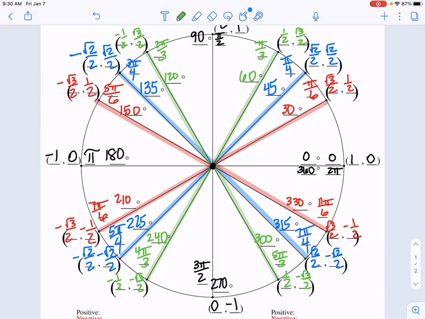They flip. So radical 3 over 2, 1/2. This one's 1/2, radical 3 over 2. Okay, you have like 3 numbers to remember, and then you just have to figure out where they go.